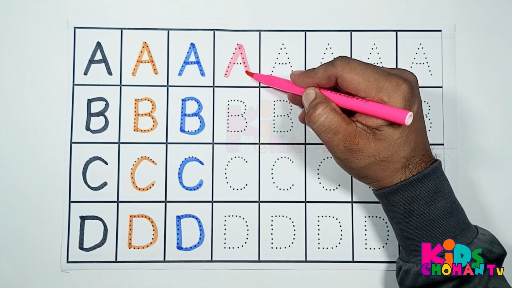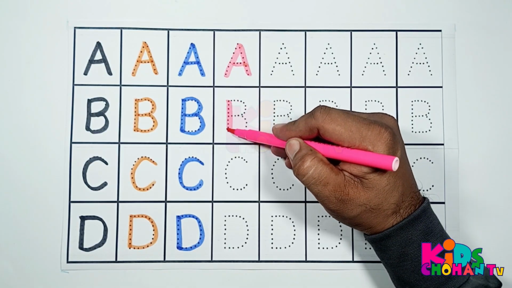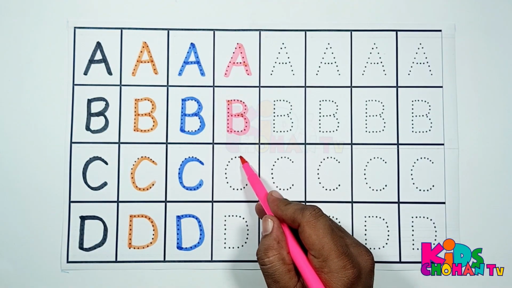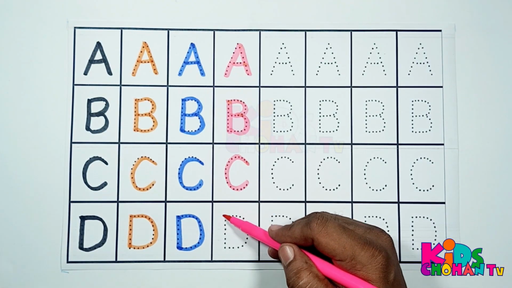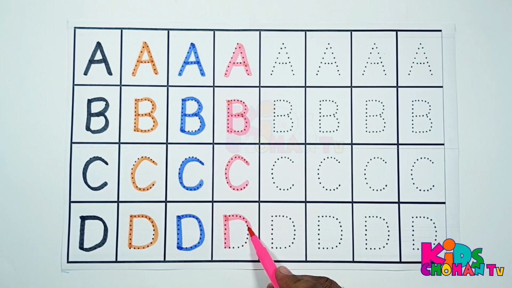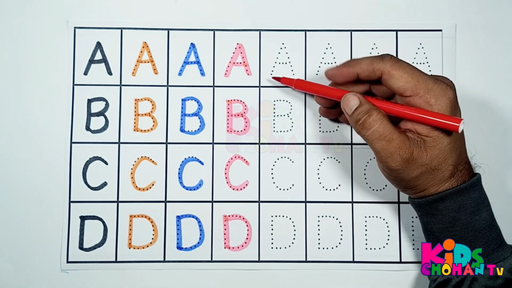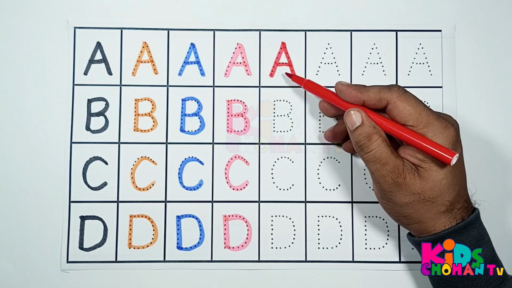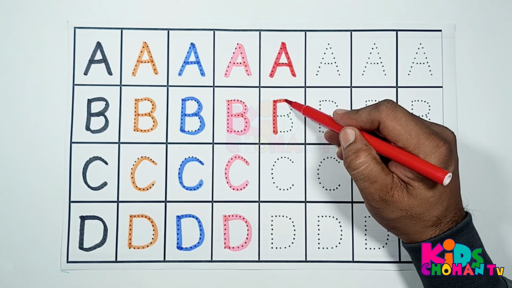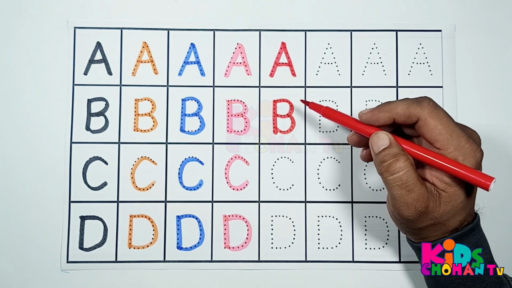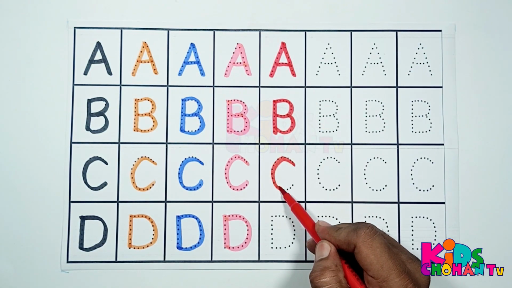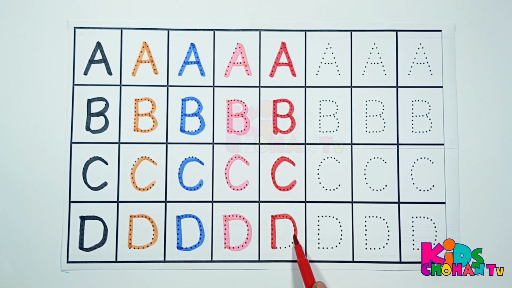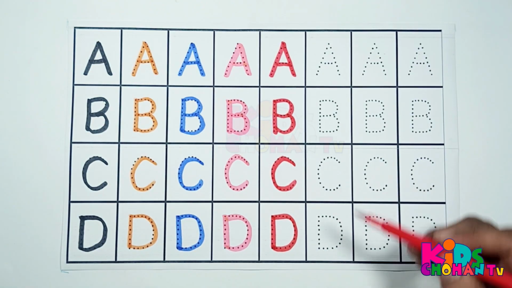This is letter A. This is letter B. Letter C. This is letter D. Now kids, we are tracing letter A. A for alligator. B. B for balloon. This is letter C. C for cat. This is letter D. D for drum.